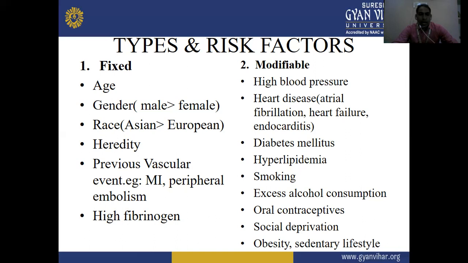previous vascular events, for example myocardial infarction, peripheral embolism, and high fibrinogen. Second one is modifiable risk factors of stroke, like high blood pressure, heart disease, atrial fibrillation, heart failure, and endocarditis. Endocarditis means inflammation in the inner layer of the heart. Others are diabetes mellitus, hyperlipidemia, smoking, excess alcohol consumption, oral contraceptives, social deprivation, obesity, and sedentary lifestyle. These are the modifiable risk factors for stroke.